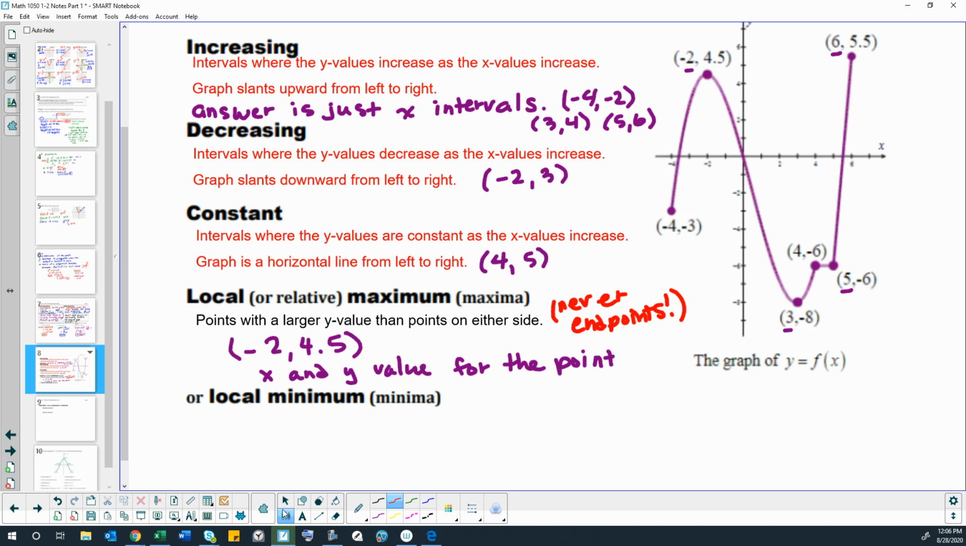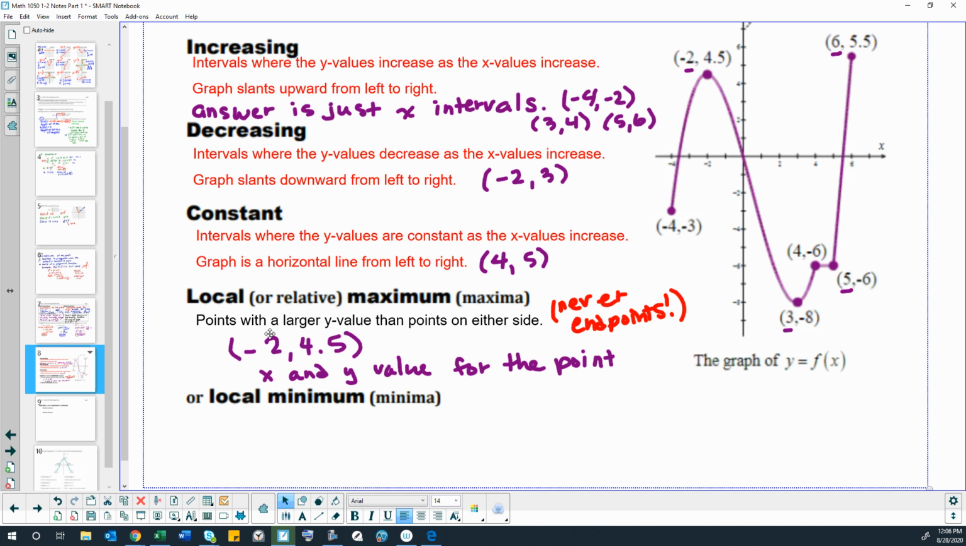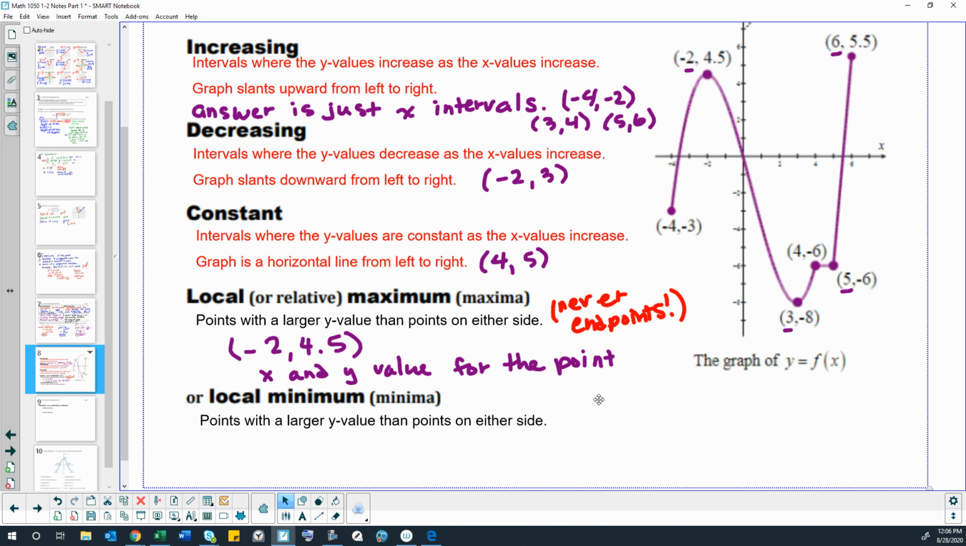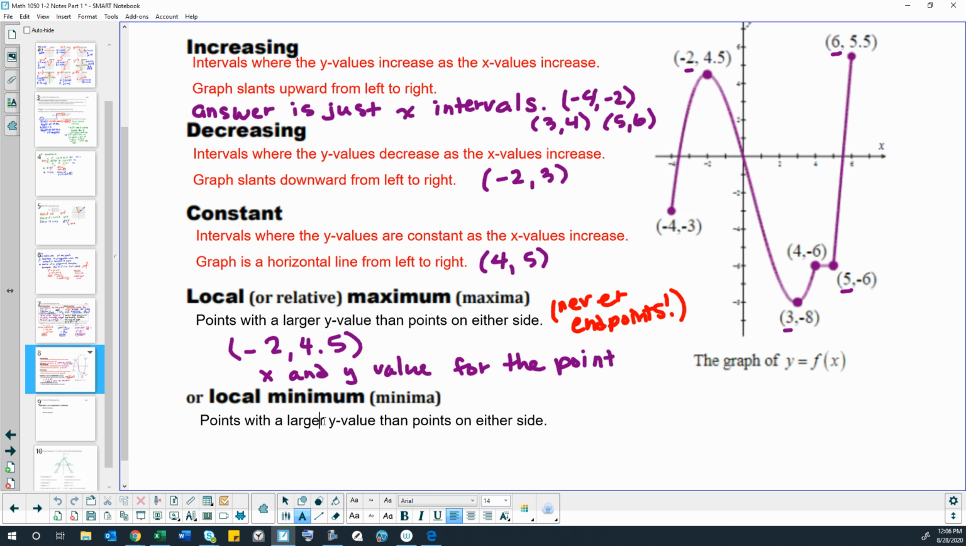Okay, so local minimum is about the same thing here. I'm just going to grab this and copy it. So local minima are points with a smaller y value than points on either side, changing larger to smaller. So those are going to be low points in the graph, but not endpoints. Low points, not endpoints. Sorry about my handwriting there.